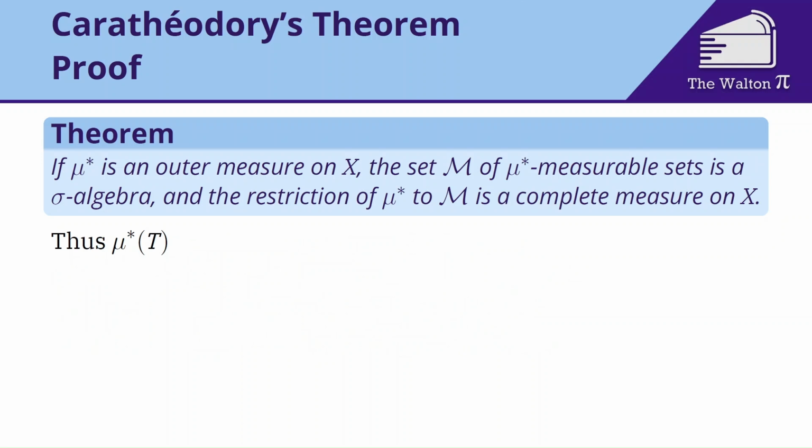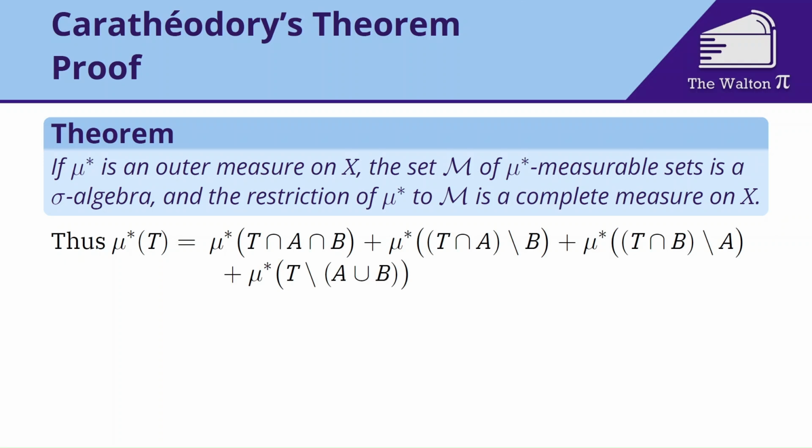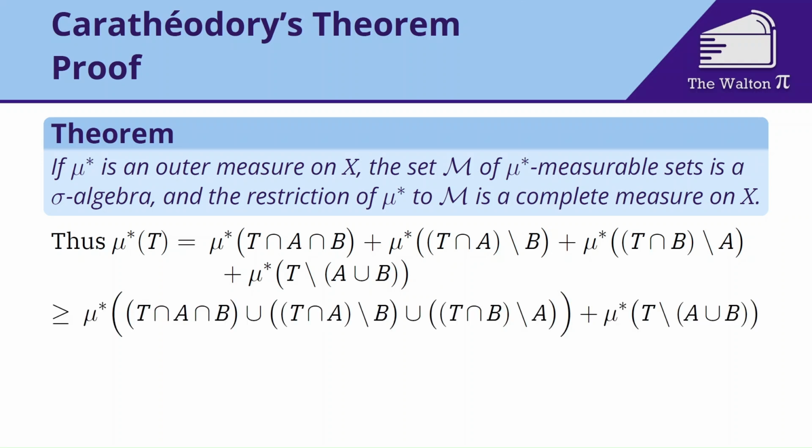So that means we can write mu star of T as mu star of T intersect A intersect B plus mu star of T intersect A minus B plus mu star of T intersect B minus A plus mu star of T minus A union B, which is greater than or equal to mu star of T intersect A intersect B union T intersect A minus B union T intersect B minus A, and then we add all of that to mu star of T minus A union B. This first thing collapses down, using some De Morgan laws and combining things, into mu star of T intersect A union B plus mu star of T minus A union B. So we don't quite have equality, but we do have this inequality that we're able to leverage and use.